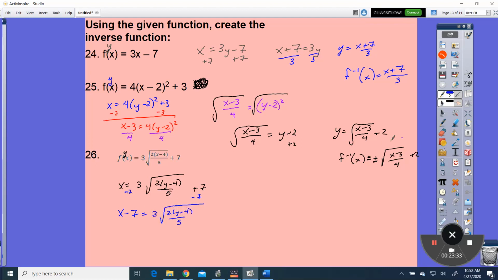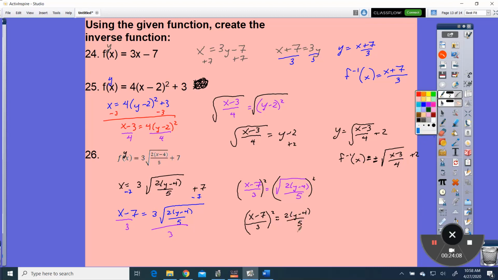So I'm going to get rid of this times by 3 on the outside. That means I divide everything by 3. I have x minus 7 all over 3 equals the square root of 2y minus 4 all over 5. So to get rid of the square root, we are going to square everything. So I square that side, I square that side. So I now have x minus 7 over 3, all quantities squared, equals 2 parentheses y minus 4 over 5.